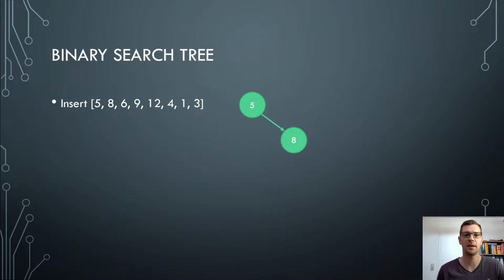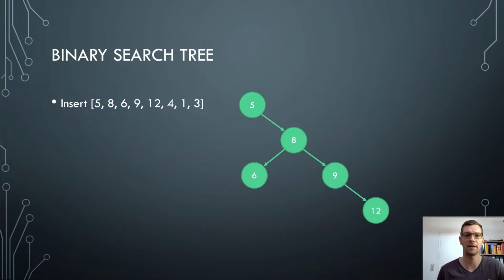As next we have to go to the 6, so we start again at the root and say, is the 6 bigger than the 5? Yes, it is. So we go to the next node. We are now at the 8. And there we make the comparison again, and we say, is a 6 smaller or greater than the 8? And it is smaller, so we have to attach it as a left child of the 8. And we keep doing so. The 9 goes then to the right of the 8. The 12 goes to the right of the 9.